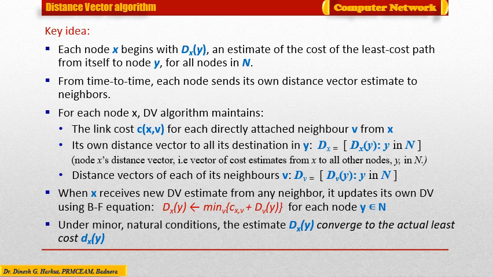If node X's distance vector has changed as a result of this update step, node X will then send its updated distance vector to each of its neighbors, which in turn update their own distance vectors, again using the Bellman-Ford equation. Here, as long as all the nodes continue to exchange their distance vectors in an asynchronous fashion, each cost estimate Dx(y) converges to dx(y), that is, the actual cost of the least cost path from node X to node Y.